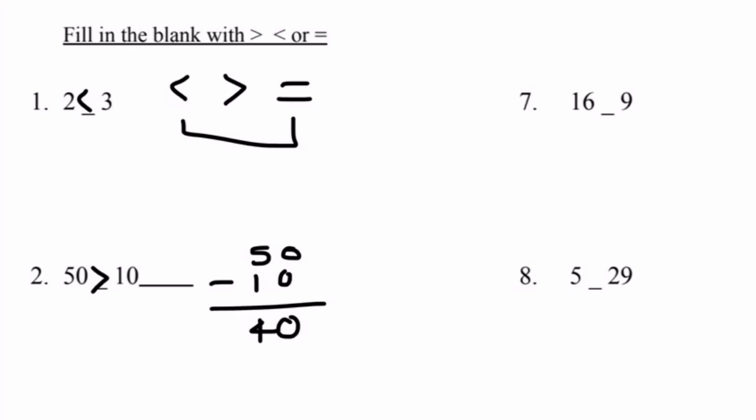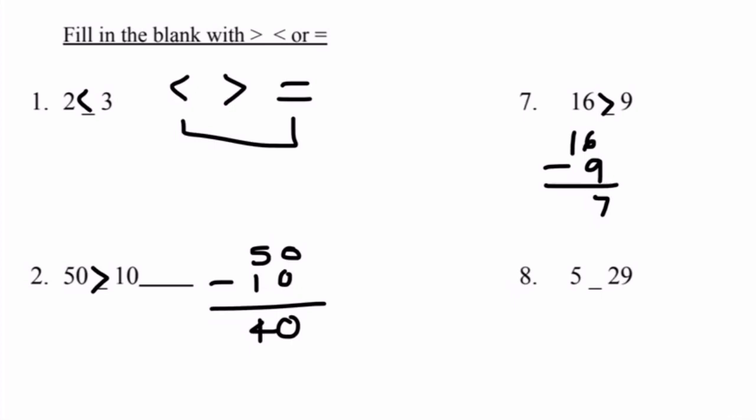Number 7, 16 and 9. We know that 16 is much greater than 9, so how do we prove that? We can prove this by subtracting. 16 minus 9 equals 7. We know that 16 is 7 units greater than 9, therefore 16 is greater than 9.